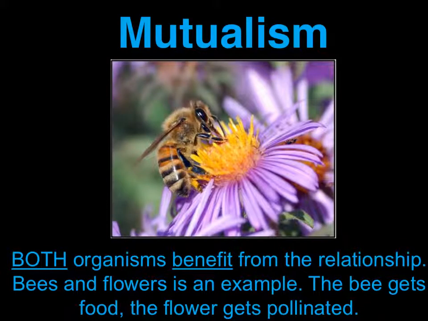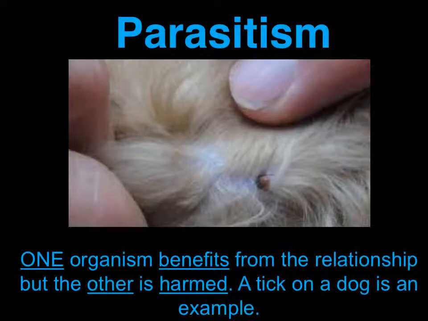Mutualism is also symbiotic. It occurs when both organisms benefit from the relationship. Bees and flowers is a great example. The bee gets food and the flower gets pollinated. In other words, it's a win-win situation. The last type of symbiotic interaction is parasitism. Here, one organism benefits from the relationship, but the other one is harmed. A tick on a dog is a good example. Think win-lose for this one.